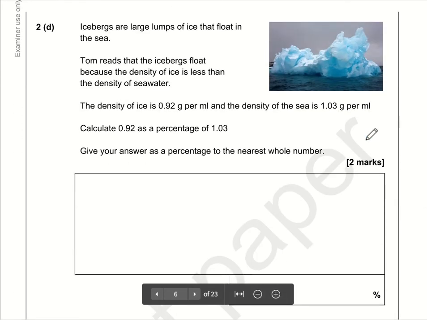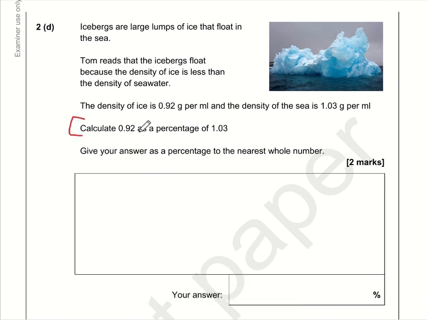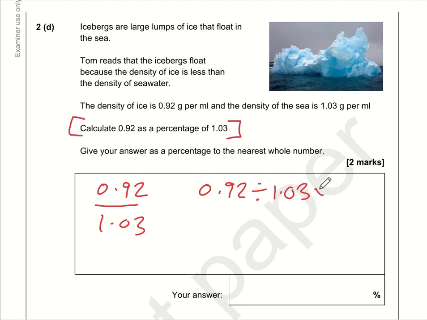Okay, D, we've got a lot of waffle here, but all we need to do is calculate 0.92 as a percentage of 1.03. So 0.92 out of 1.03 is the fraction. To turn a fraction into a percentage, it's top divided by bottom multiplied by 100, and that comes to a total of 89.320. So to the nearest whole number, we're just interested in the first decimal place, so that will round down to 89%.